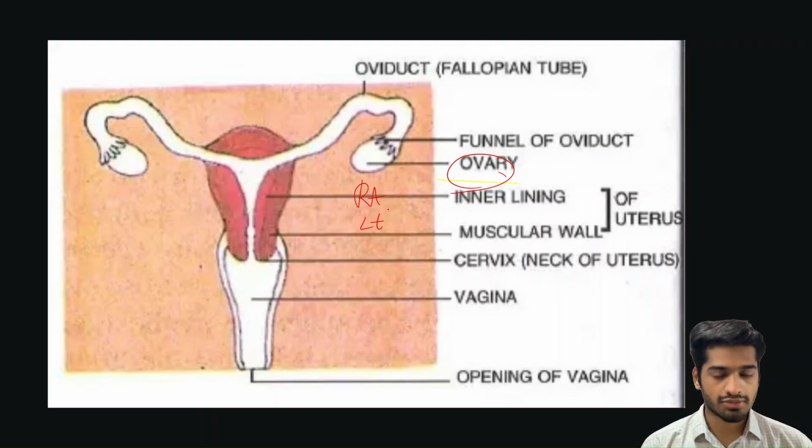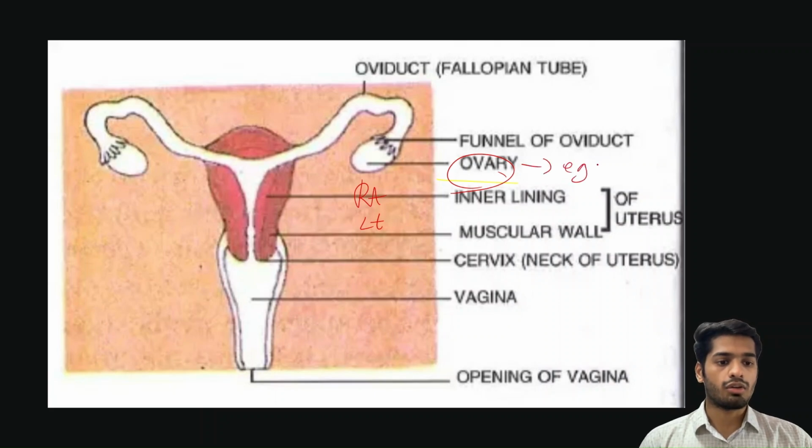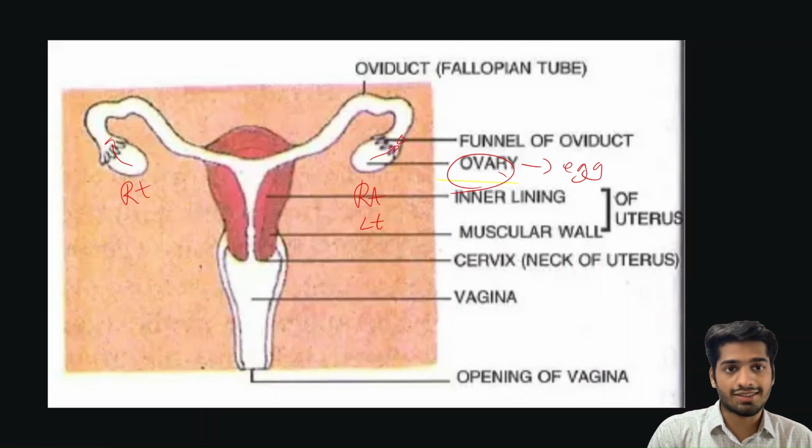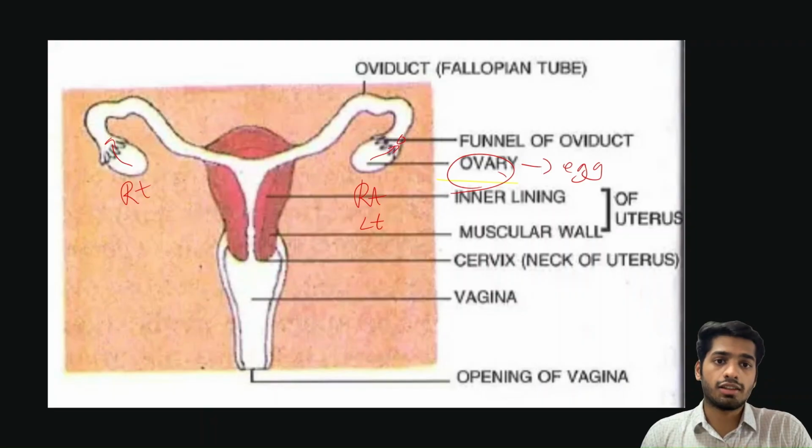Every single month, these ovaries are going to release one cell, that is nothing but your egg. Now, for example, in the month of January, if the right ovary is releasing one egg, in the month of February, the left ovary will release the egg. So it is alternating. If it is January, the egg is released from the right side, and in the month of February, it will be from the left ovary.